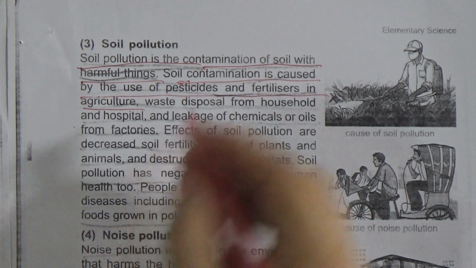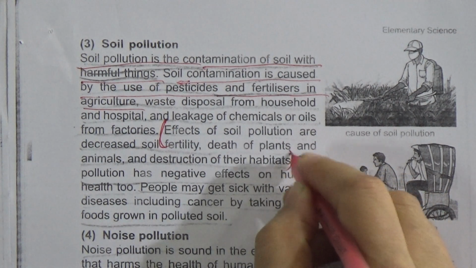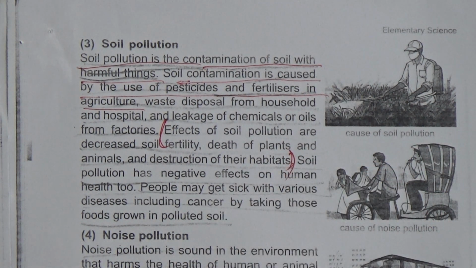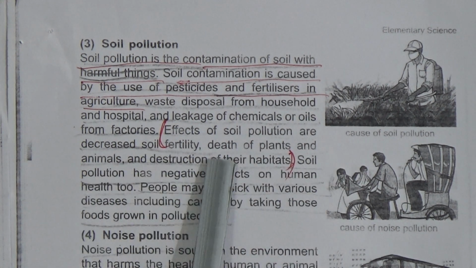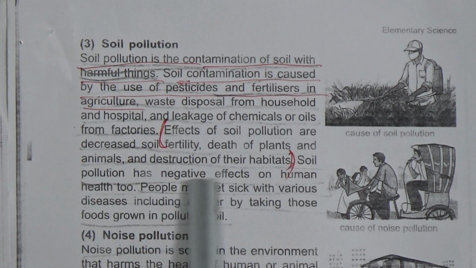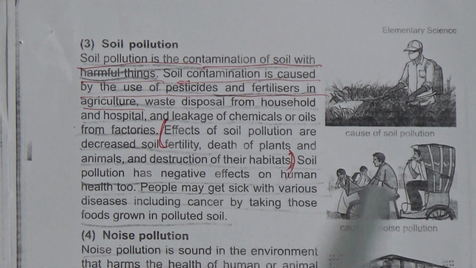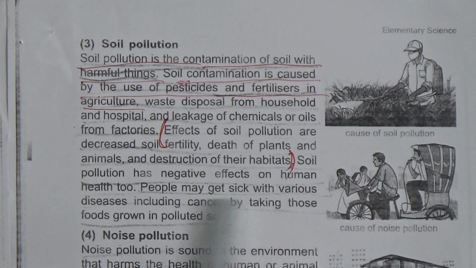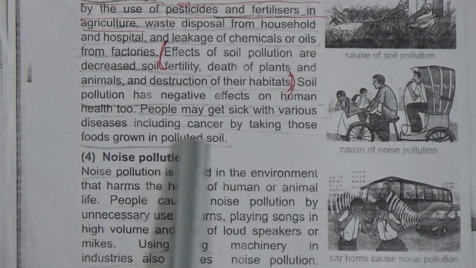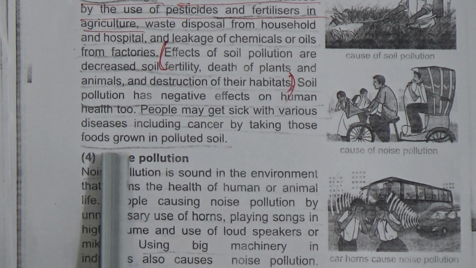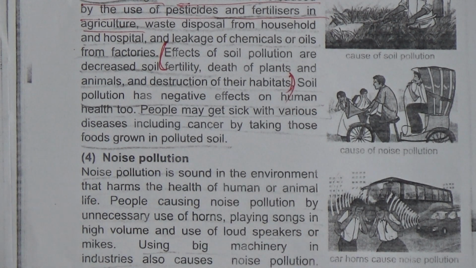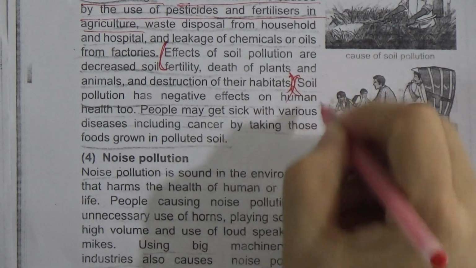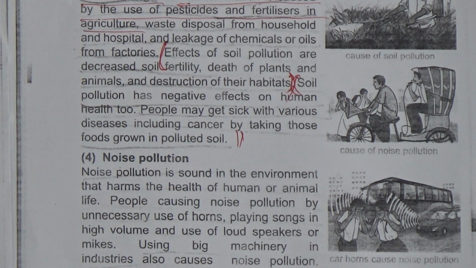So my dear students, this is a short question answer. What are the effects of soil pollution? We can learn this question answer from here. Effects of soil pollution are decreased soil fertility, death of plants and animals, and destruction of their habitats. Soil pollution has negative effects on human health too. People may get sick with various diseases including cancer by eating foods grown in polluted soil. So my dear students, here is also another question answer. What are the negative effects of soil pollution?